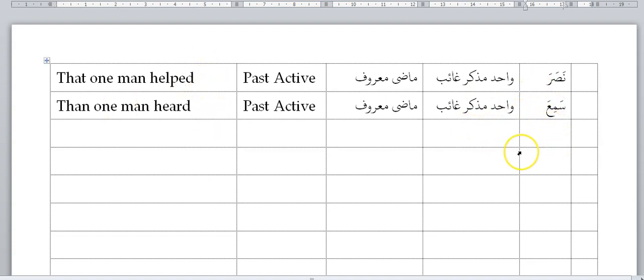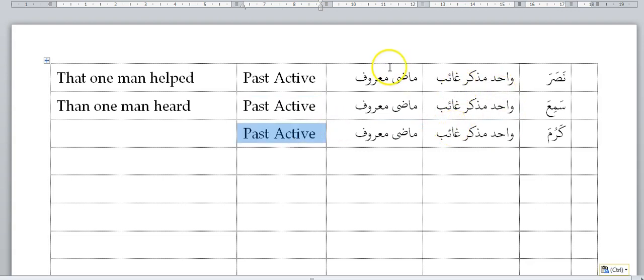After that, we went on to the Karuma pattern. Again, this is the Wahid Mudhakkar Ghaib because you start off. And it's Madmumul Ain because the Ain kalima, anything that lines up with the Fa, Ain, Lam, has got Dhamma. The Kaf is the Fa kalima, the Ra is the Ain kalima, and the Mim is the Lam kalima. Karuma. And this again is the same. It's Wahid Mudhakkar Ghaib. It's also Madi Ma'ruf, but it's past active Karuma.